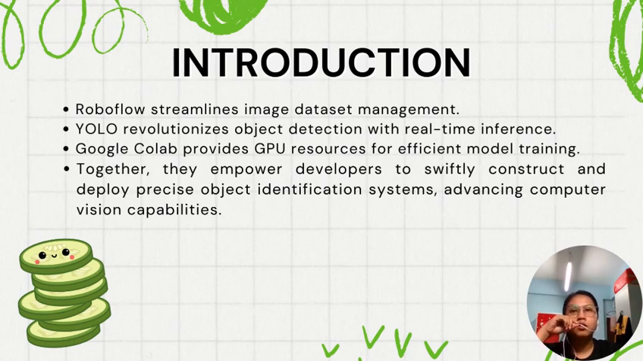Today I will present about the introduction. First is Roboflow, streamlining image datasets management. Second is YOLO, revolutionary object detection with real-time inference. The third is Google Cloud, which provides GPU resources for efficient model training. The last is that together they empower developers to construct and deploy precise object identification systems, advancing computer vision capability.